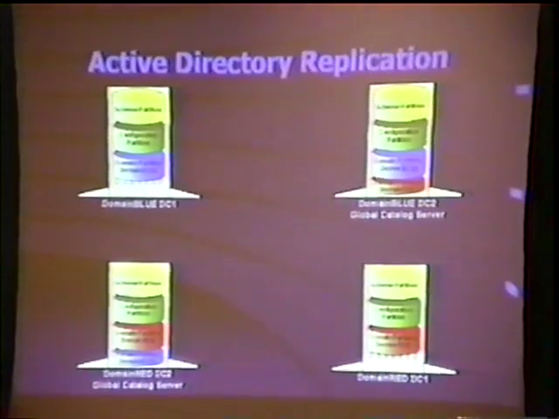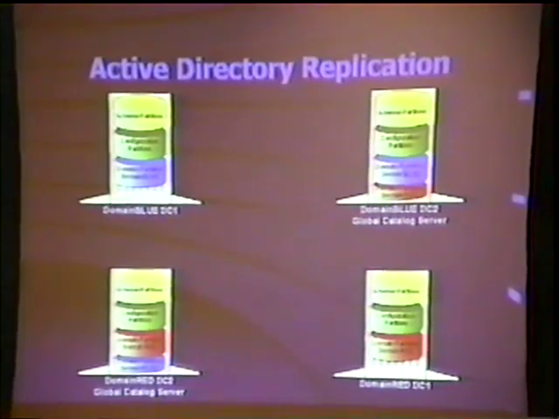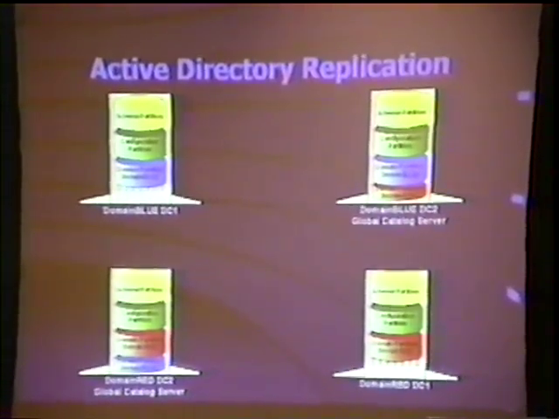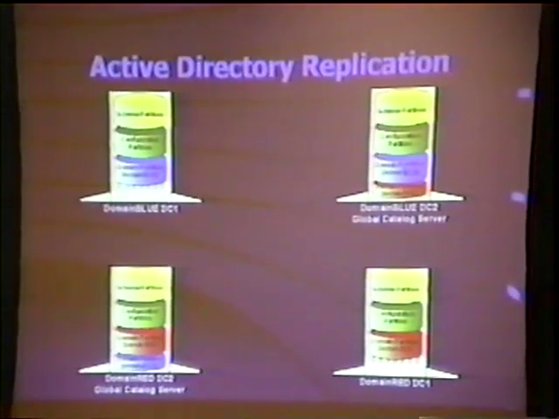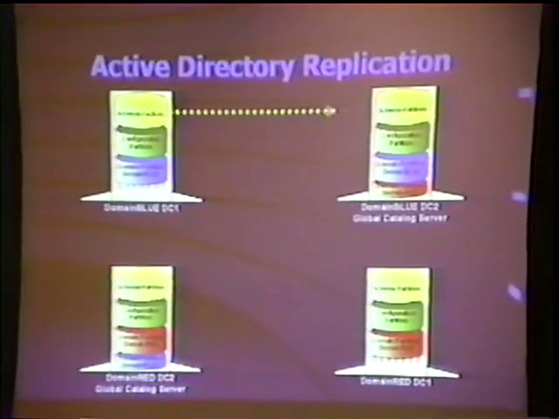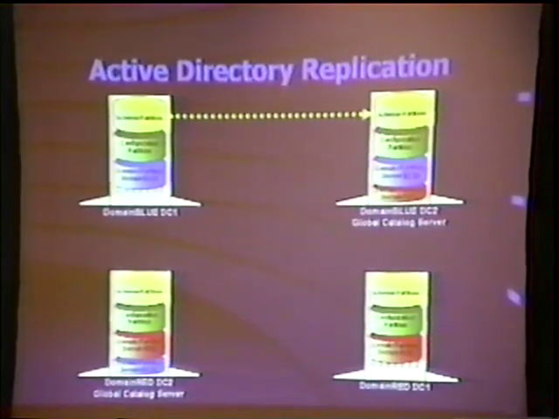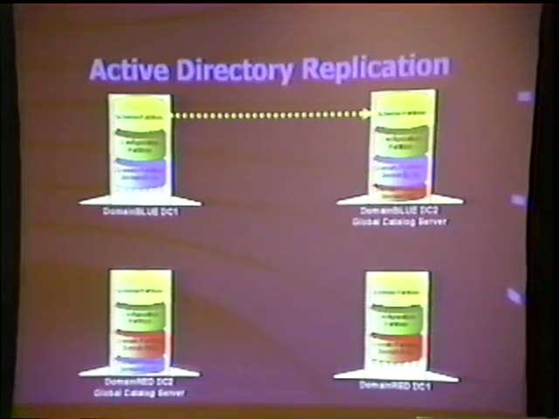I have domain red DC2, which is a global catalog server, and domain red DC1, which is not. In terms of what can replicate, first remember that replication is always a pull process. Whether we're talking intra-site or inter-site replication, the receiving domain controller is pulling changes from the domain controller that has the updates. So in this environment, this domain blue DC could pass schema information to another domain blue DC, to domain blue DC2, which is a GC.